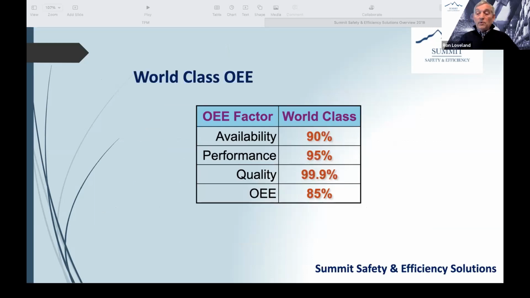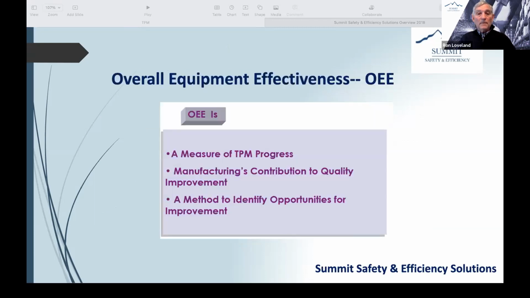Okay, well, if you want to benchmark yourself, what would you be looking at, right? Availability should be 90%, performance 95%, quality 6 Sigma, right? You're looking at 99.9%. And overall equipment effectiveness is 85%. What's OEE? It's a measurement of TPM progress, right? So if you're trending up again, you're doing well. If you're trending down, then you got to dig into that and find out what it is that's driving your OEE down.